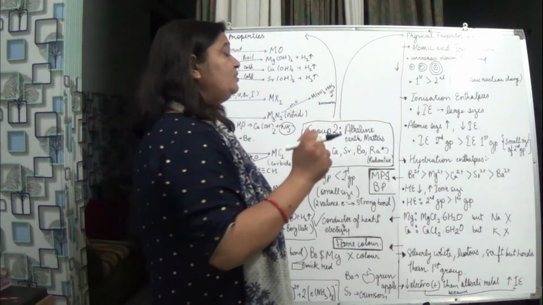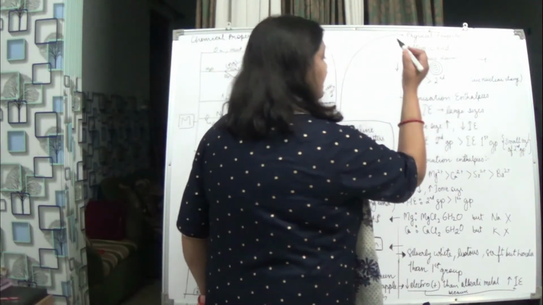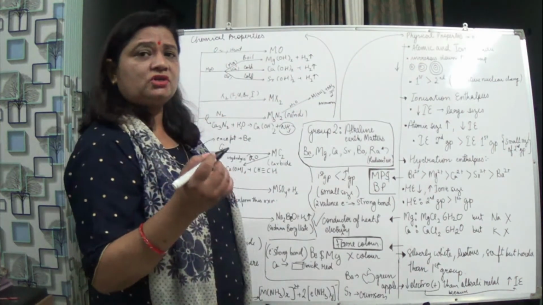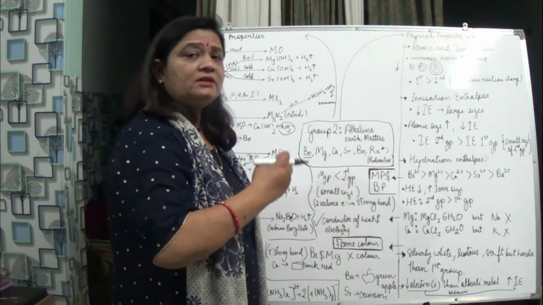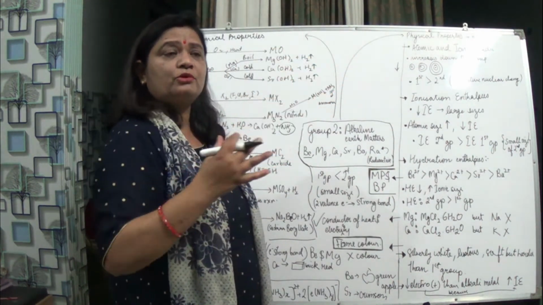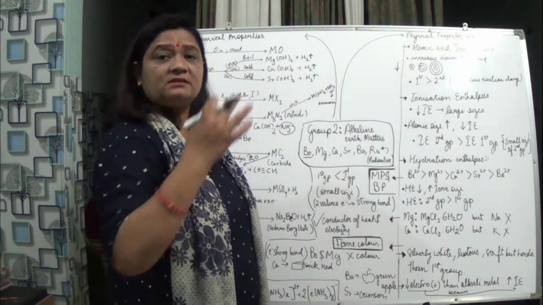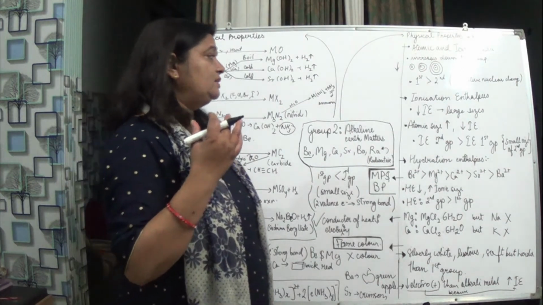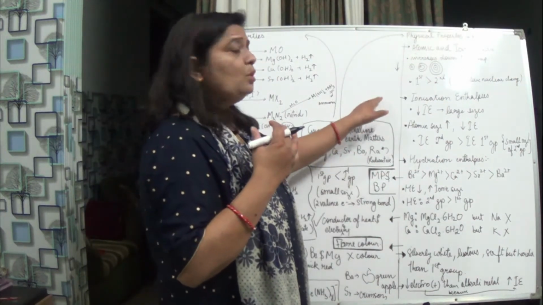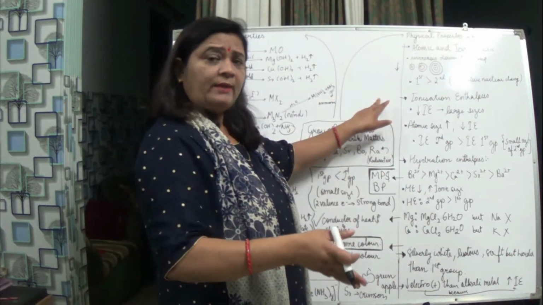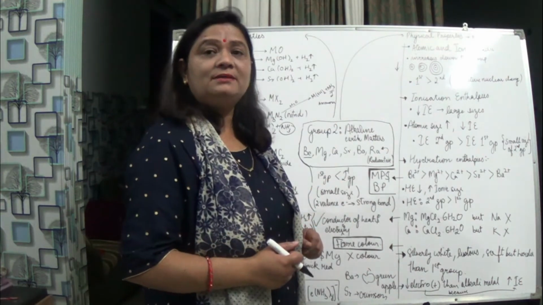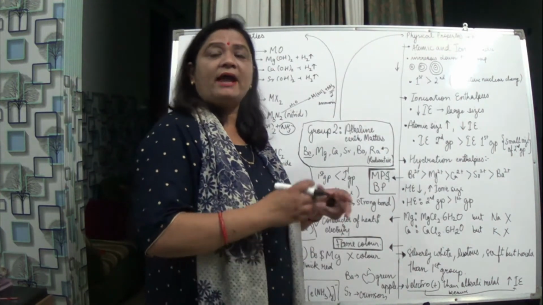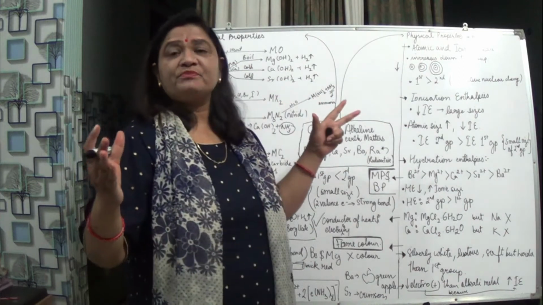Now when we talk about the ionization enthalpy, what is first ionization enthalpy? It is the energy required to remove the outermost electrons which are present in the valence shell, isn't it? So what happens to the ionization enthalpy when we go down the group? The ionization enthalpy decreases. Why does it decrease? Actually, the size is becoming large.